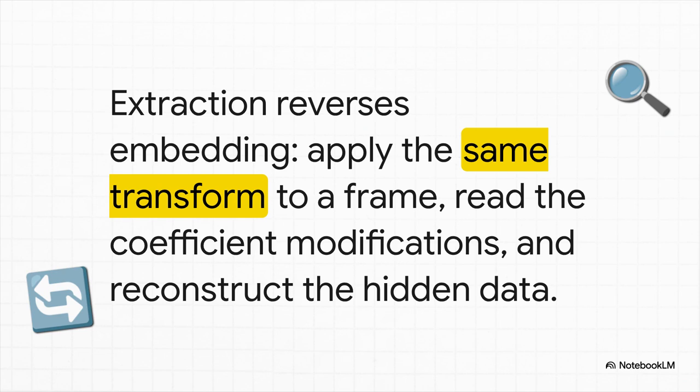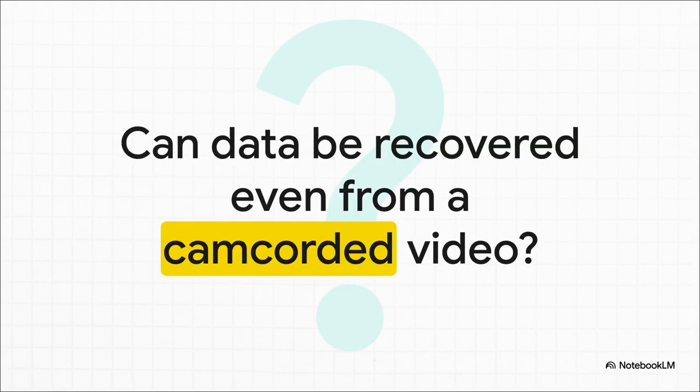It's basically the embedding process in reverse. If you have the key, meaning you know which transform was used and exactly which coefficients were targeted, you just run the transform on the video, go look at those specific spots, and read the changes to piece your hidden message back together. But what about that ultimate test, that camcorded video?